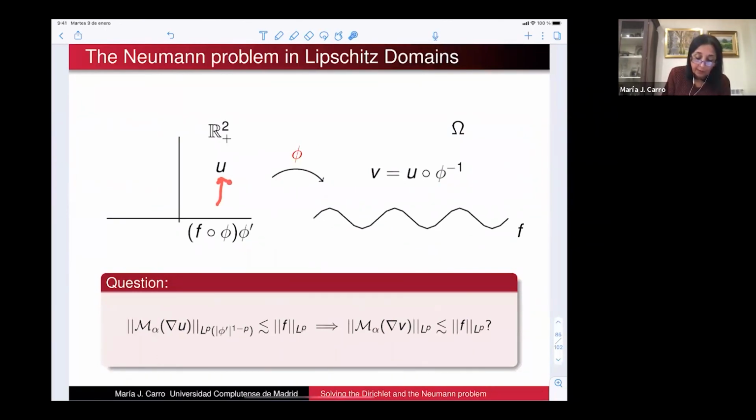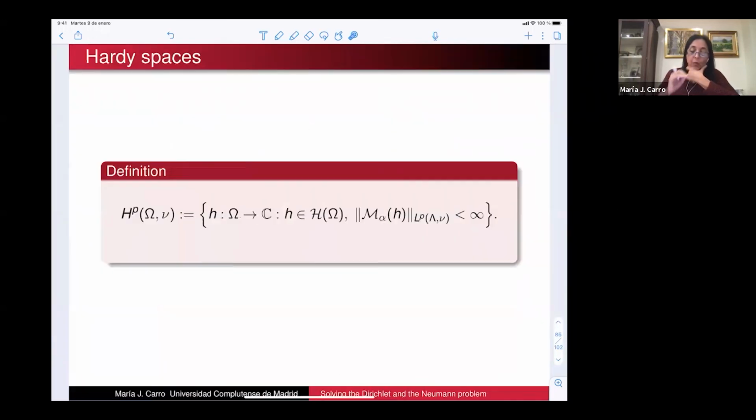So we already have the u, and then we make the composition with the inverse of the function phi. And the question now is, okay, we know how to control the maximal of the gradient of u in the upper half space, and we need from here to see if we can control the maximal operator in the Lipschitz domain of the gradient of the function b. Now, to do that, what Carlos Kenig did is not use harmonic functions, but analytic functions. So we have to deal both with the Poisson kernel and the conjugate kernel.